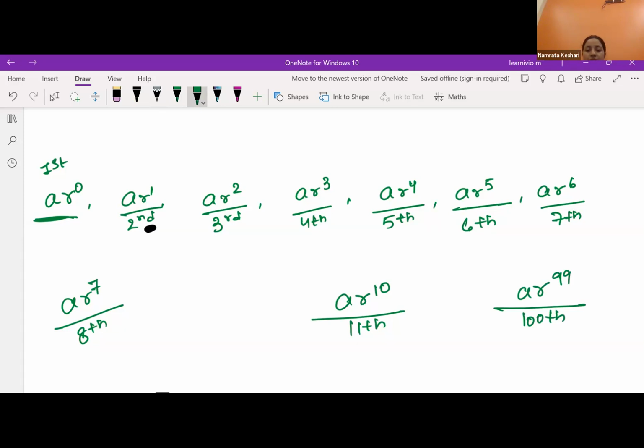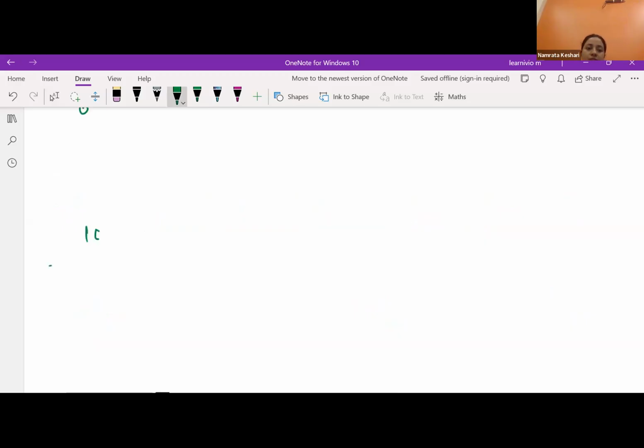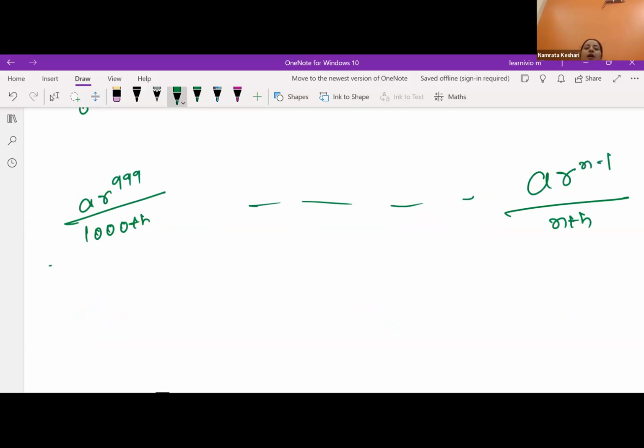Yes, ma'am. Okay. 1000th term is a r to the power 1000 minus 1. That means 999. Okay. Similarly, nth term is a r to the power n minus 1. Are you getting it, Nabila? Yes, ma'am.